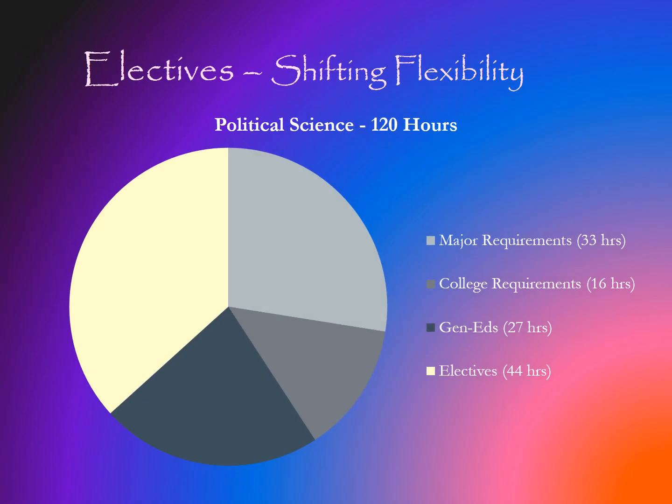So let's take a look at electives and the flexibility that can be created based on the college or based on the major. So all of these majors are going to be 120 hours. I think I only have it on the first slide, so just keep that in mind. And we're looking at political science, so this should be pretty self-explanatory here. You can see that about a fourth of the requirements are the major requirements. We've got college requirements, and we've got general education and electives.